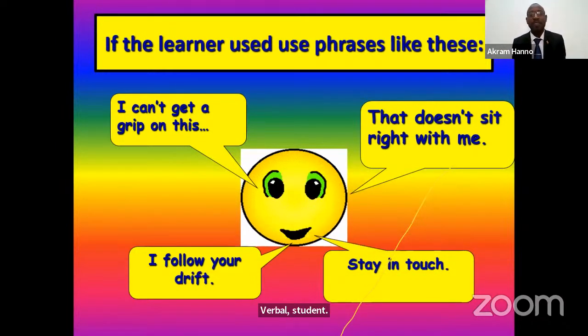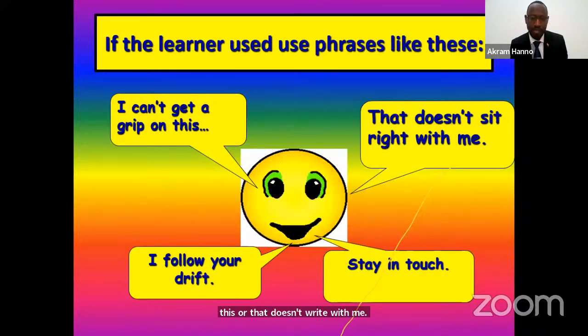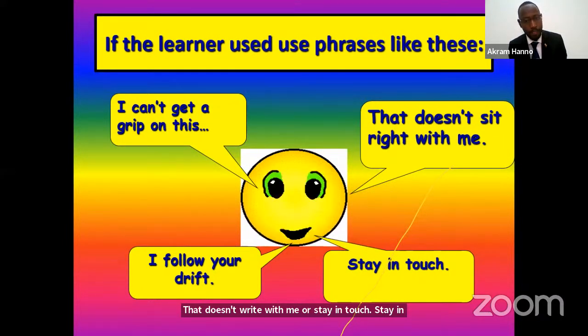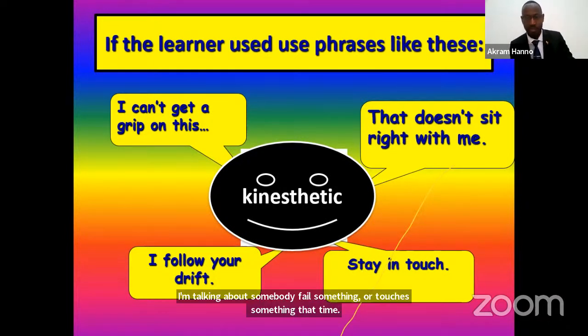Okay, let's think about this. "I can't get a grip on this," or "That doesn't ride with me," or "Stay in touch," or the last phrase, "I follow your drift." This is kinesthetic, when somebody feels something or touches something that is tangible or concrete for them.